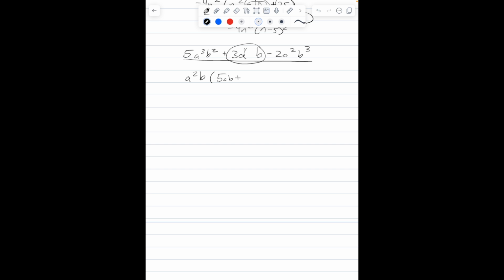3a to the 4th b divided by a squared b gives us 3a squared. Now we're tracking. If I take 2a squared b to the 3rd and divide that by a squared b, I'm left with 2b squared. Great. We're one step closer. We got the greatest common monomial factor divided throughout that whole polynomial. Now I'm going to have to factor this trinomial. It's my only option. I can't factor any other greatest common monomial factor because we already did that.